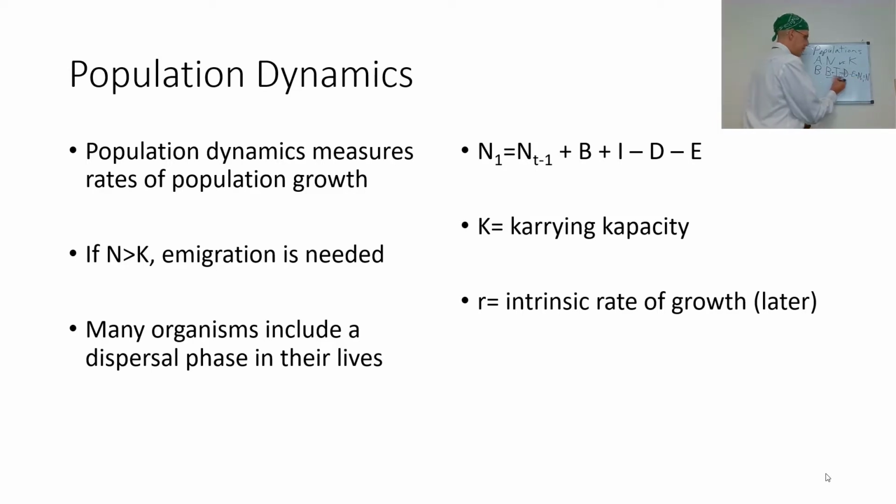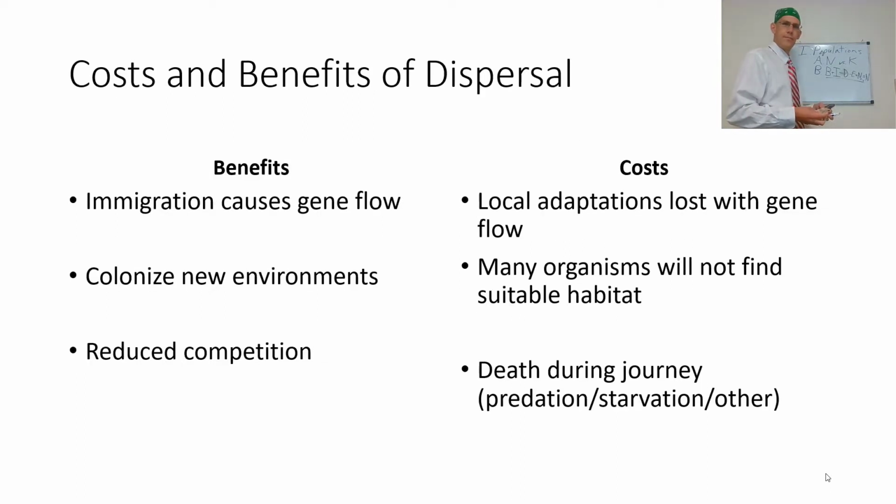It can be just read as Biden. And that's not a promotional thing, that's just more likely to make you remember it. So there we go. And that's how we determine what the current population is. And if that current population is greater than some carrying capacity, then emigration is needed and there will be dispersal.